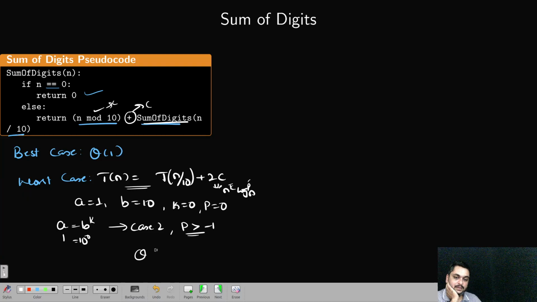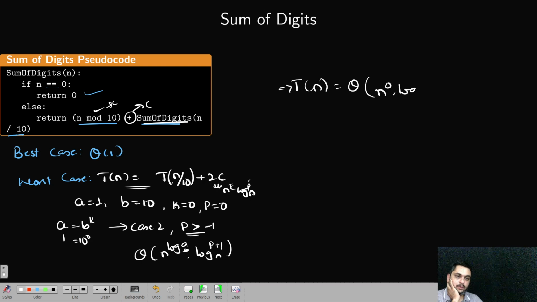So this is nothing but theta of n power log a to the base b into log p plus 1 n. So this will give me T of n is equal to theta n power, what is log a? Log a means log 1 to the base 10 is 0. So n power 0 into log 0 plus 1 n. So this is nothing but theta of log n is the answer.